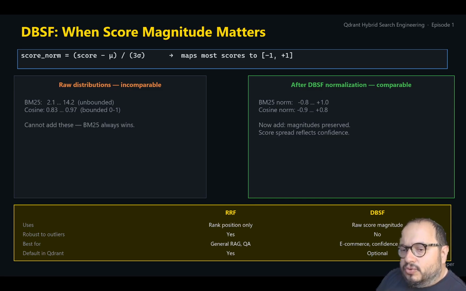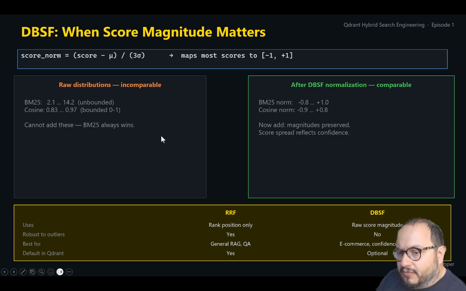When do you want DBSF over RRF? In e-commerce, when the search engine's confidence score matters, when a 99% match should outrank a 95% match by more than just rank position. For catalog search, where you have strong relevance signals, DBSF often gives the sharper rankings at the top. For everything else, question answering, document retrieval, general RAG, RRF is more robust and you should use it.